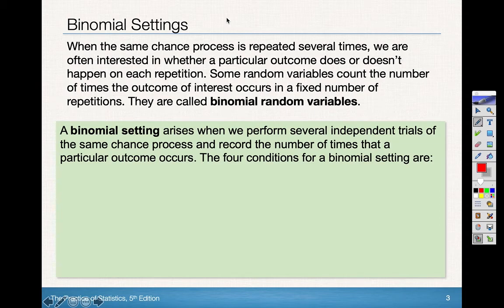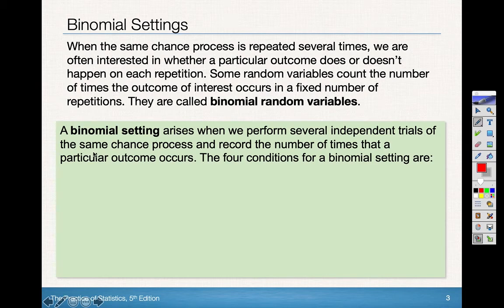So, when the same chance process is repeated several times, we are often interested in whether a particular outcome does or doesn't happen on each repetition. Some random variables count the number of times the outcome of interest occurs in a fixed number of repetitions. So let's build what makes a discrete random variable a binomial random variable.